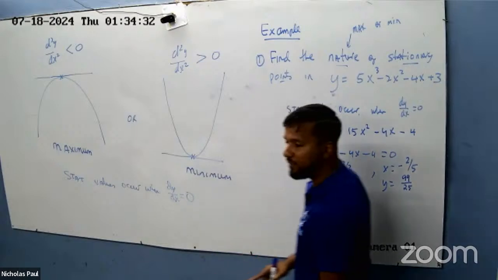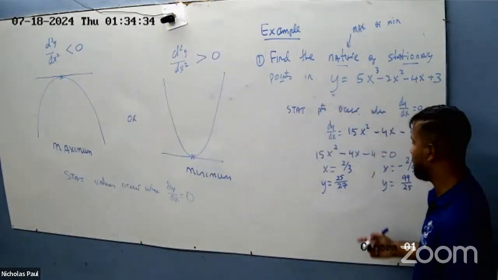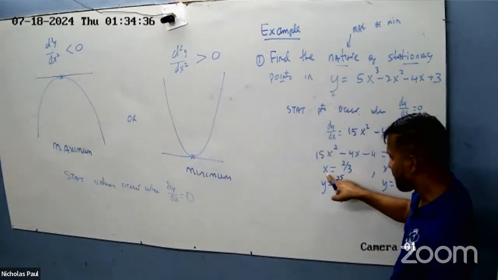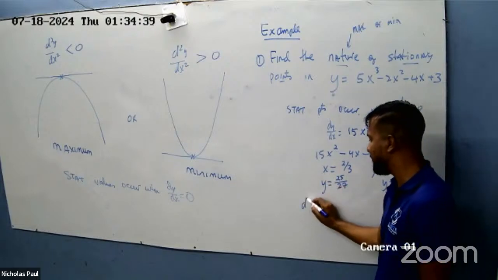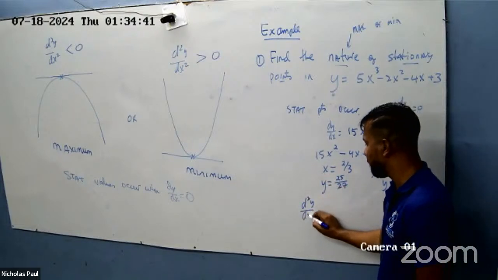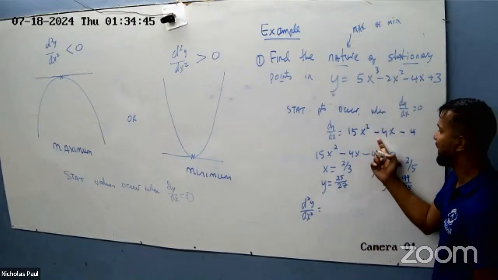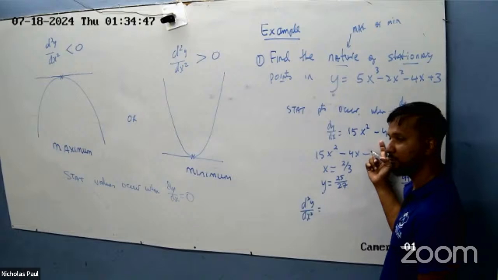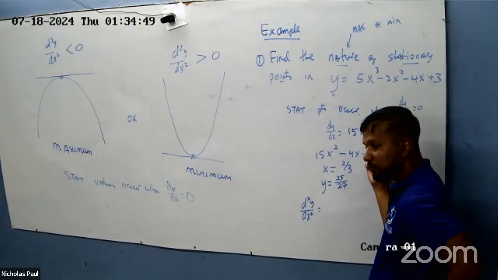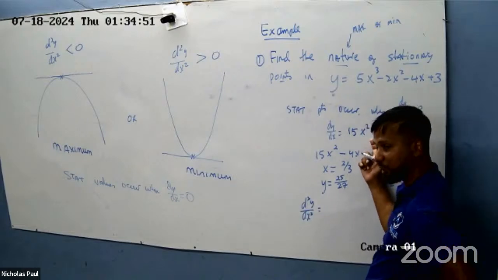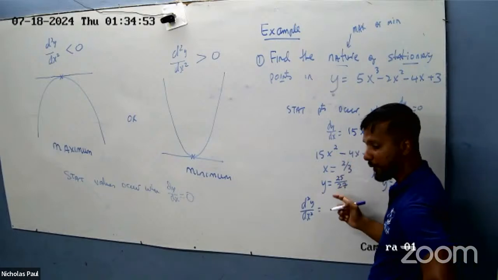Now we want to see if they are max or min. So let's start here. Let's start with x is 2/3. So let's find d2y/dx squared. Help me out here, Nathan. Mohammed, what's the second differential of this? Differentiate this again from where you got.